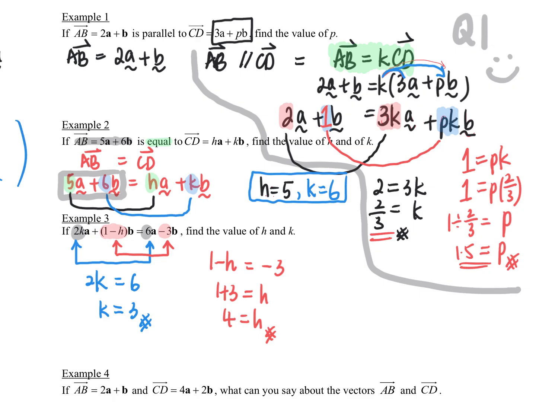I never leave that out. I compare this with this. They are equal. Minus H is negative 3. Then this one, I compare this with this. Because they are equal, these two numbers must be the same.